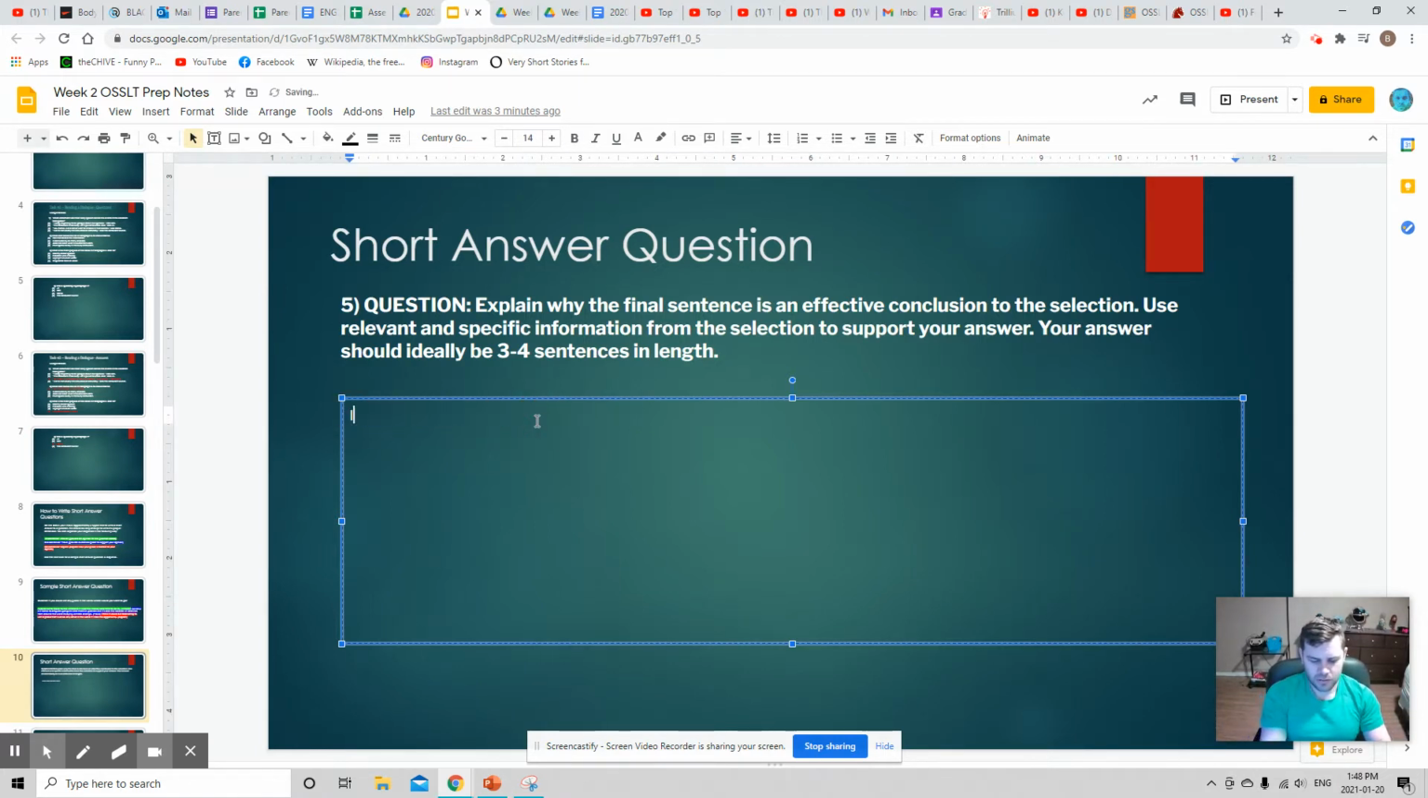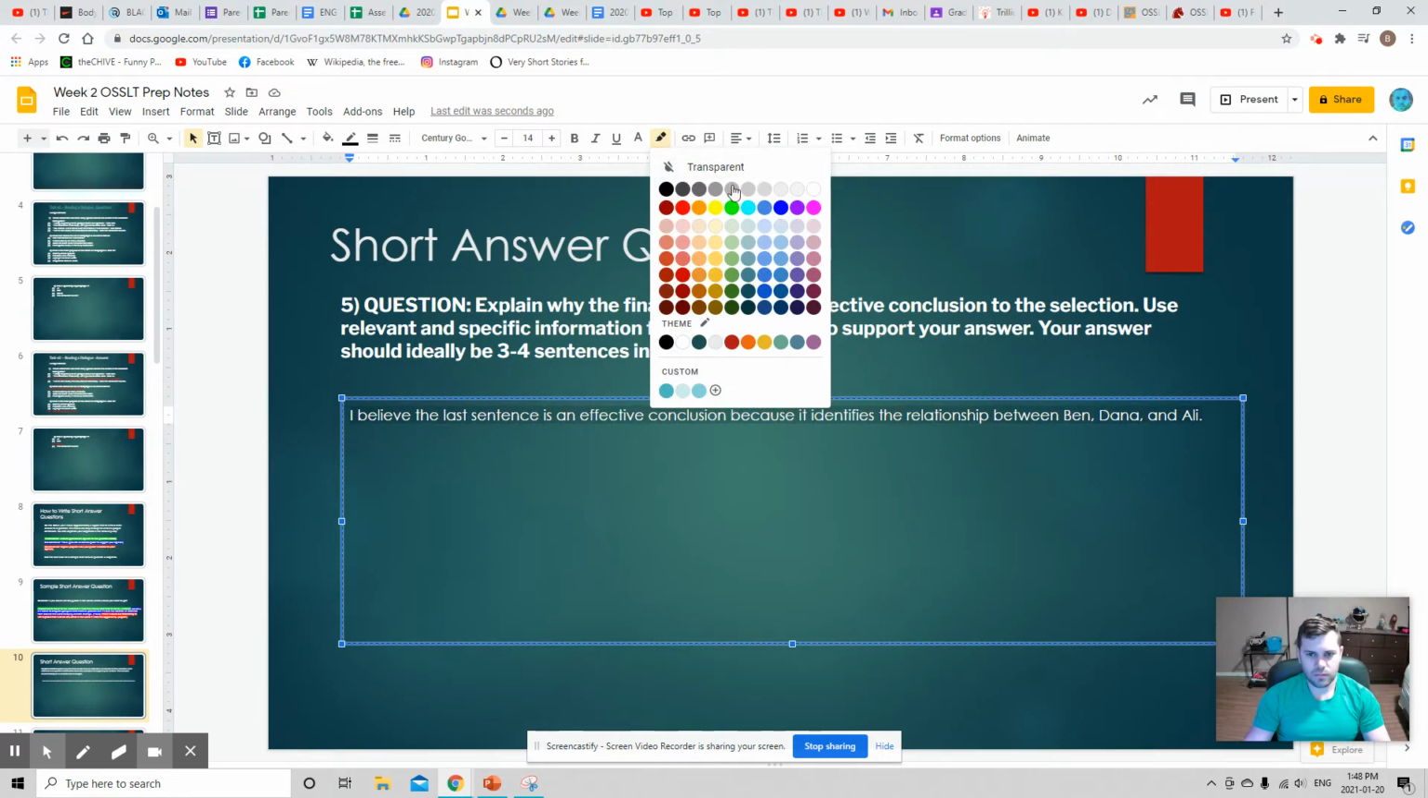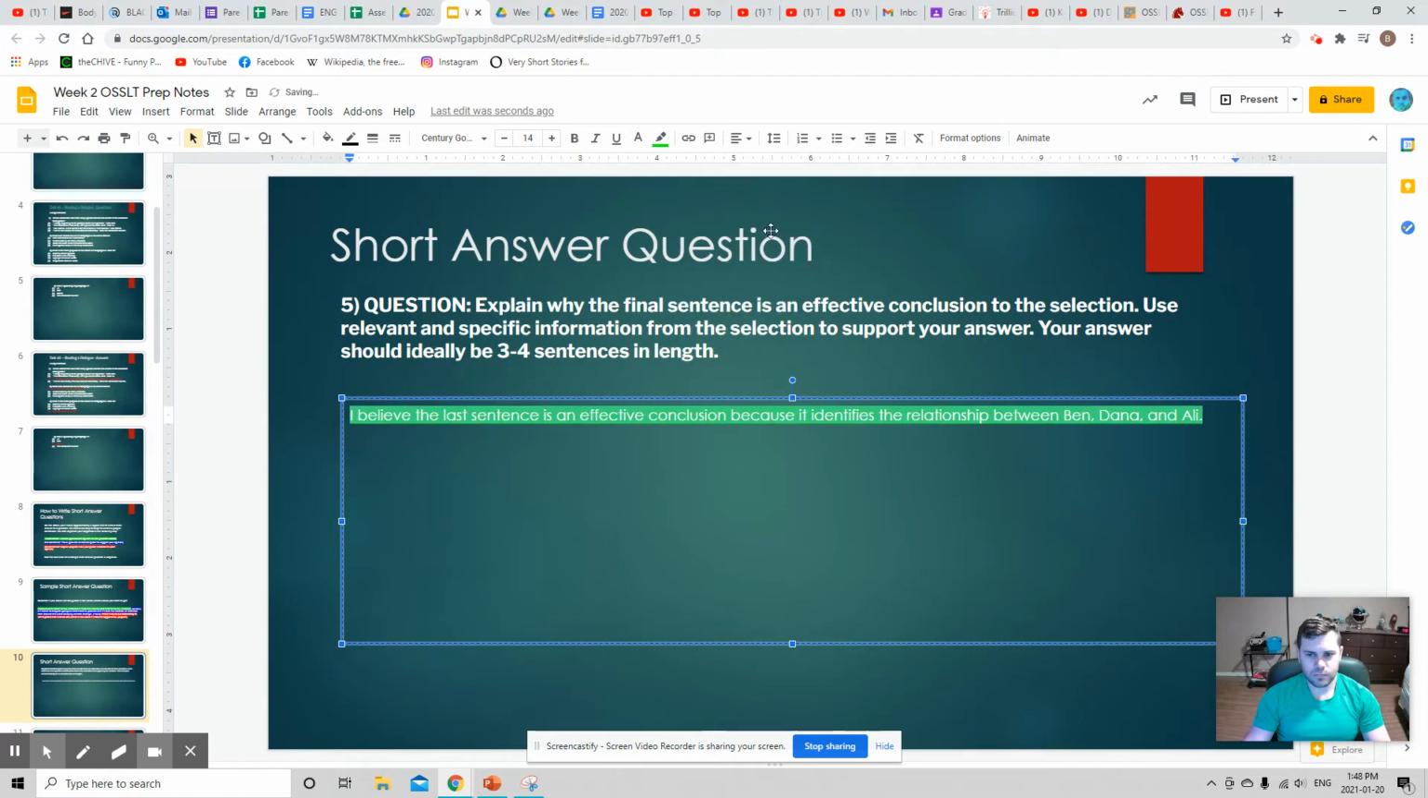And you can just type your answer here. The last sentence is an effective conclusion because it identifies the relationship between Ben, Dana, and Ali. So that is my answer right there. That's green. I'm even going to label that answer. Now I'll do the first question for you, but I do want you to tackle the two other short answers on your own.